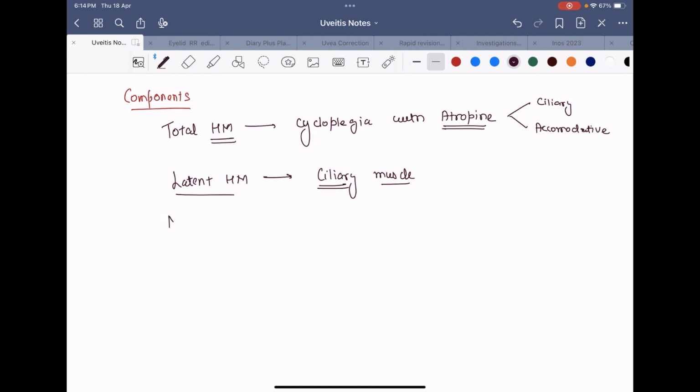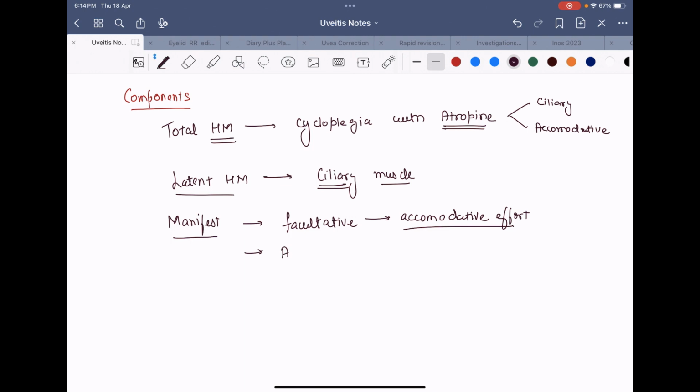The next thing is, what is manifest hypermetropia? Manifest hypermetropia has two components. One component is called facultative hypermetropia. Facultative hypermetropia is that which is corrected by the accommodative effort. Let's say the patient is accommodating a bit, squeezing the eye, and that is what causes it. So that is corrected by the accommodative effort.